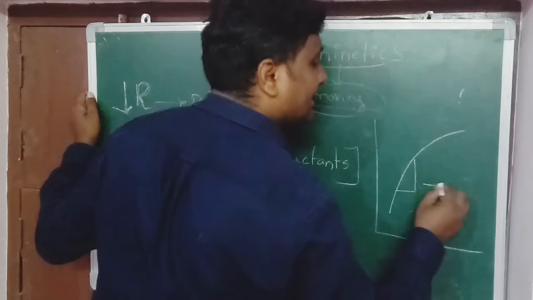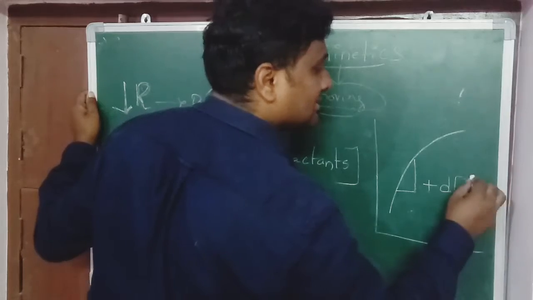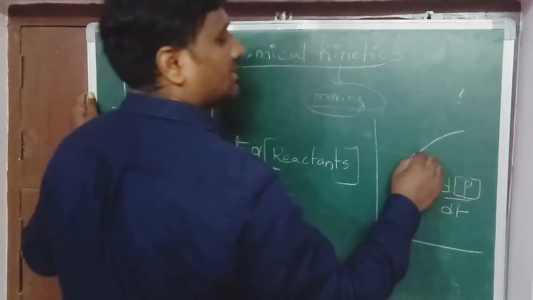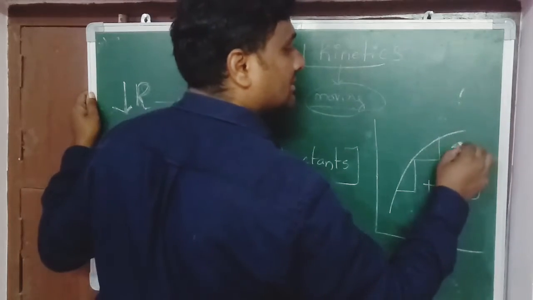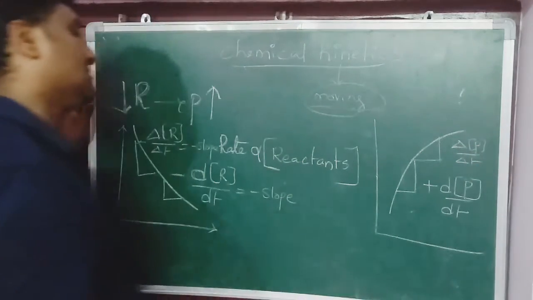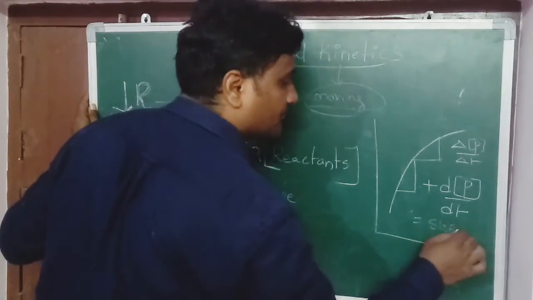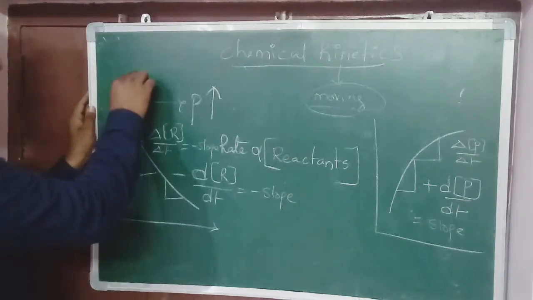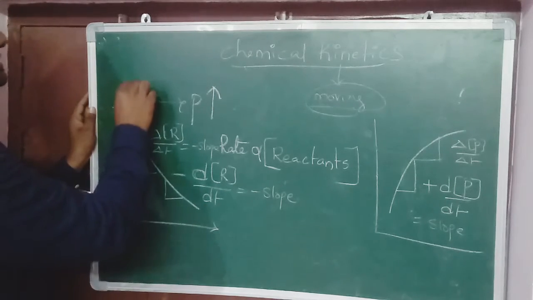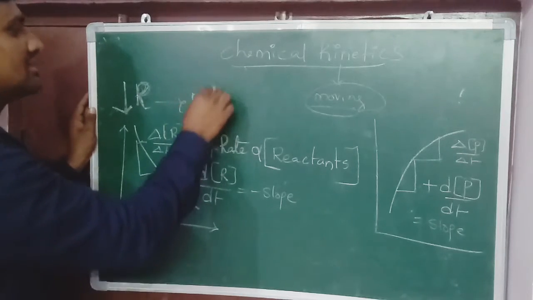Here the instant rate of reaction with positive sign is delta P with respect to delta T. The average is delta concentration of P by delta T. Right? So this shows a positive slope. The decreasing rate of reaction of reactants is converted into the increasing rate of reaction of products.